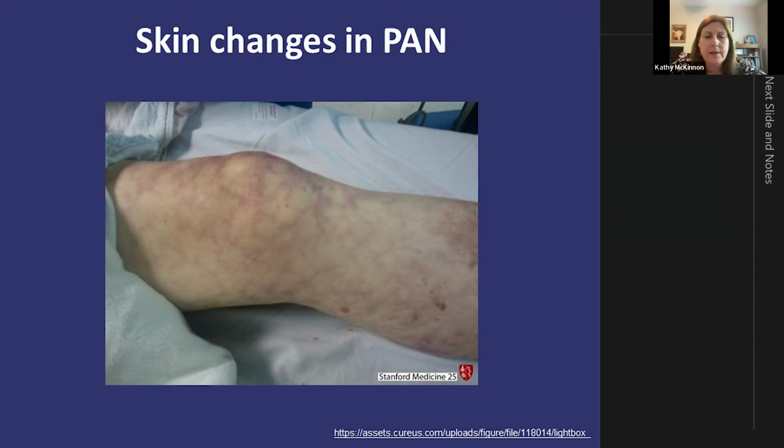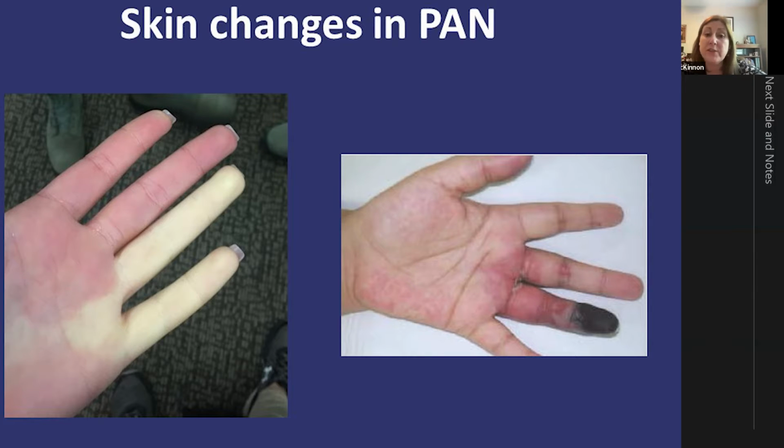We can also see Raynaud's phenomenon in PAN, which means that when your hand or your fingers or toes become cold or under stress, they can turn white, and it's a very intense blanching white. The flip side of this is sometimes when the blood vessels are affected and become very narrowed, or they become completely occluded, you can actually have complete interruption of blood supply to the finger and develop gangrene of the finger or toe.